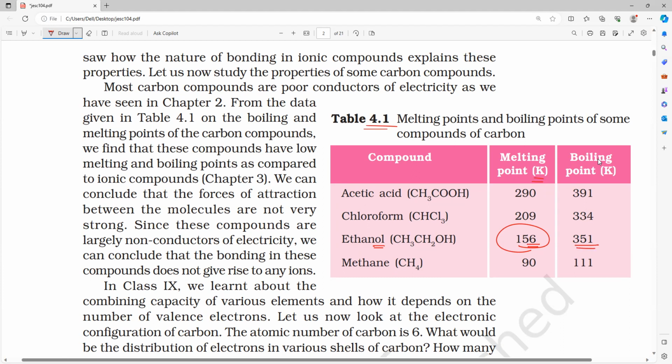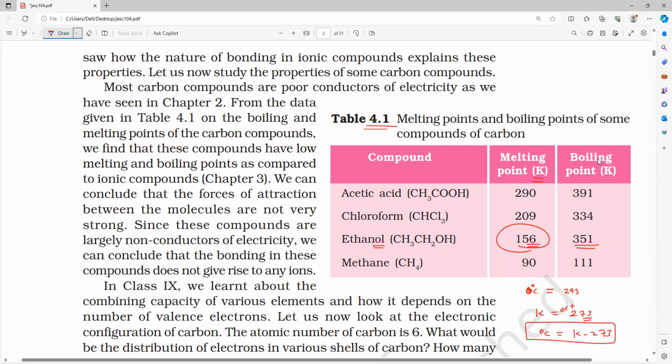But I gave you degrees Celsius. Means what? Degree Celsius equals how much? Remember, 273. So what will the conversion be? Kelvin is equal to degree Celsius plus 273. We have to add it. Now, degree Celsius is equal to Kelvin minus 273.